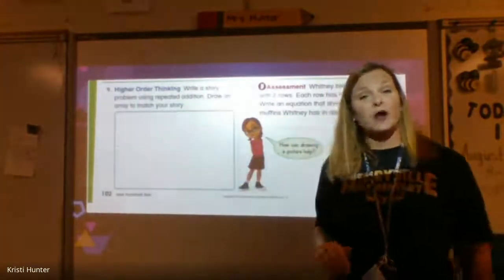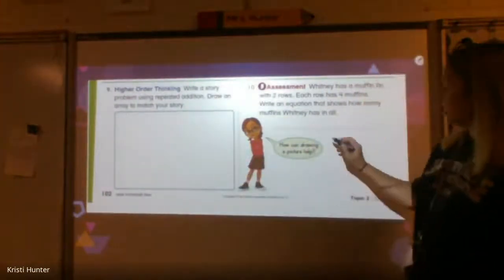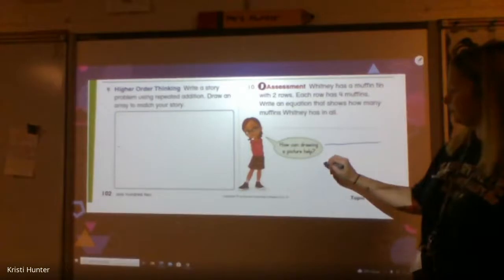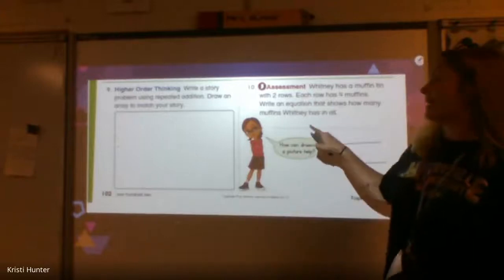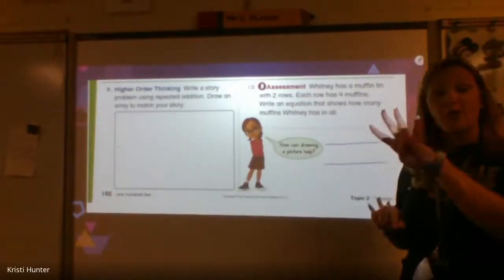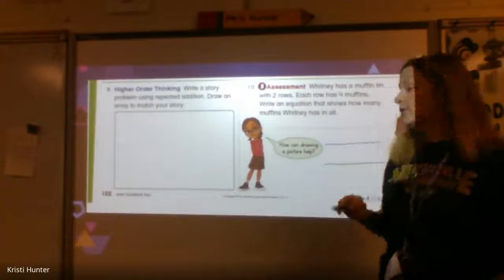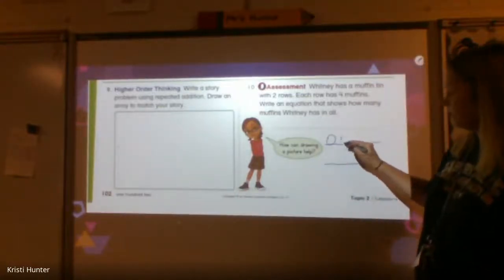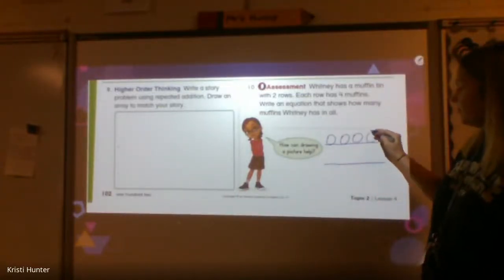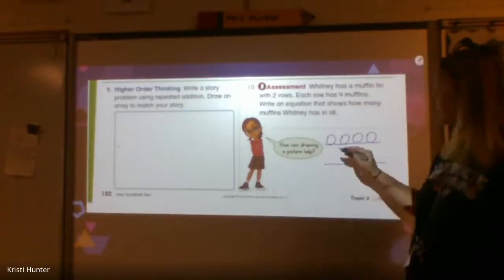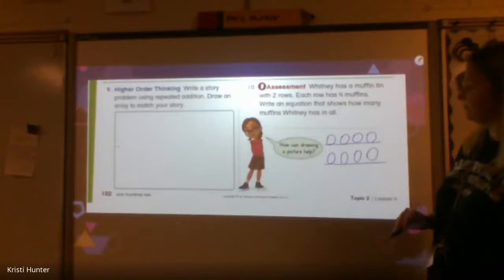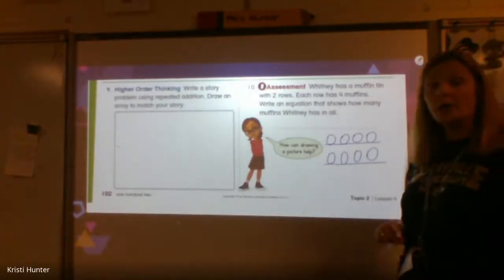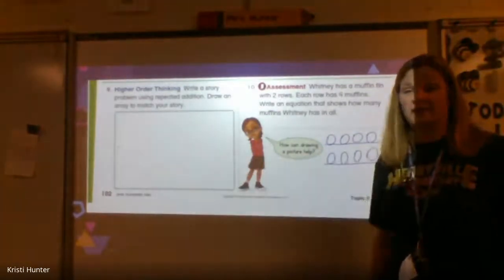So it says Whitney has a muffin tin with 2 rows. So let's go ahead and draw our 2 rows. Draw your 2 rows there. And then the problem goes on to say each row has 4 muffins. So in each row, draw 4 muffins. And again, your muffins don't have to be perfect. They can be circles, they can be squares. But 2 rows of 4 muffins.